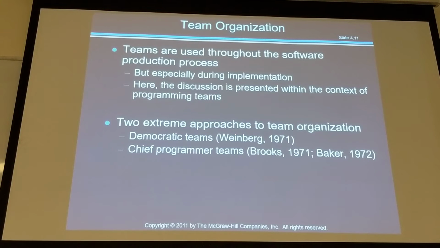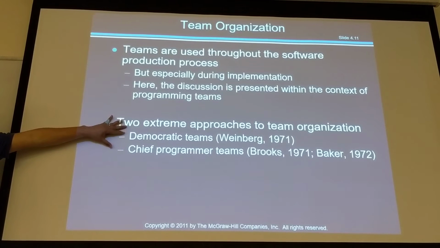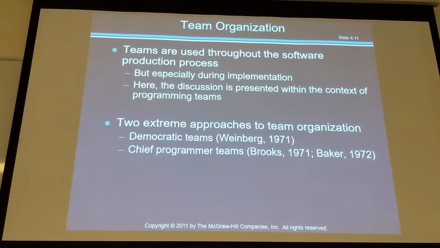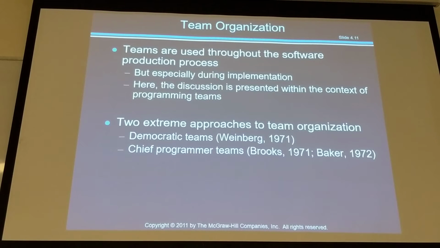So teams are definitely necessary. There are two extremes of team approach: one is the democratic team, and the other is the chief programmer team. This has been around ever since we had programming teams. This problem came up on day one because this is a human team, right? All these problems didn't just happen out of the blue. They are human problems that we see in other places, right? Democratic team or chief programmer team.